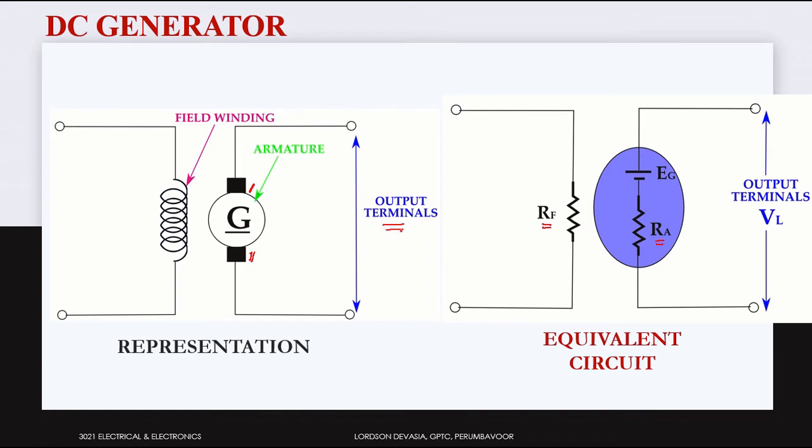When the armature rotates, an EMF is induced in the armature, and that is the generator voltage, and that is indicated as a battery source, and EG is the generated EMF. At the output terminals, the voltage is VL. This is the equivalent circuit.